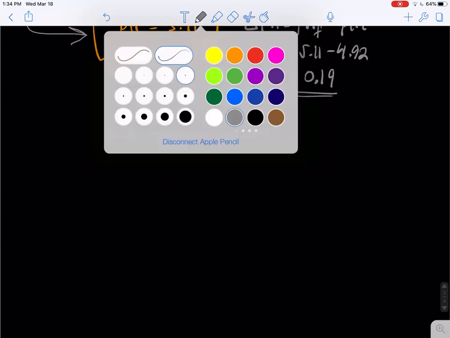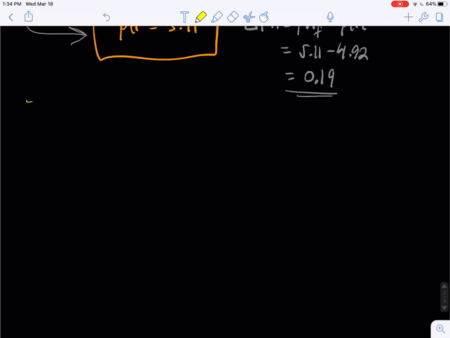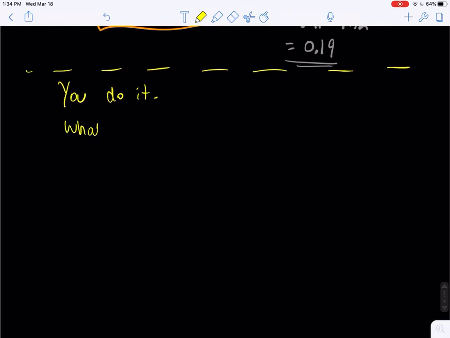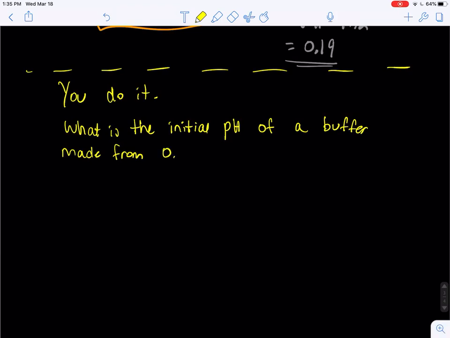Okay. All right. Let's do a problem here. What is the initial pH of a buffer made from 0.15 moles of HF and 0.20 moles of sodium fluoride? Okay.